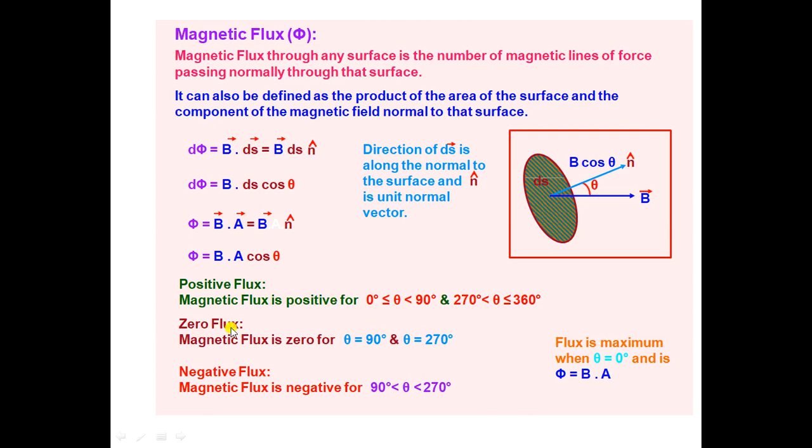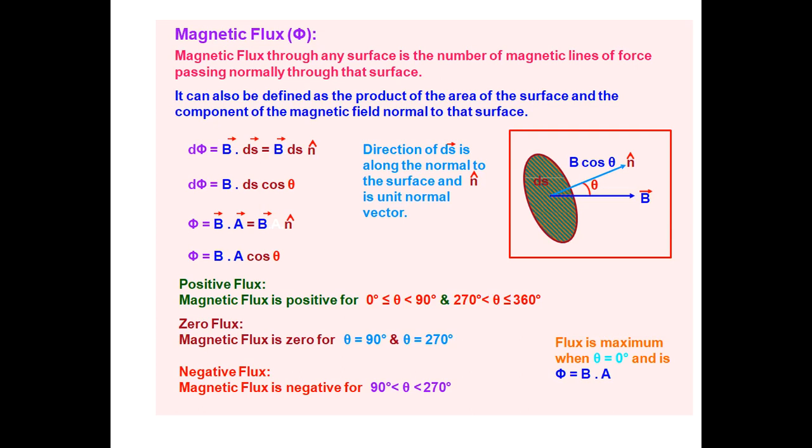When is the magnetic flux zero? The magnetic flux is 0 for theta equal to 90 degree and theta equal to 270 degree. Theta equal to 90 means it is exactly on the surface, and theta equal to 270 is the downward direction, also on the given surface. So the flux is 0 whenever theta is equal to 90 degree and 270 degree.